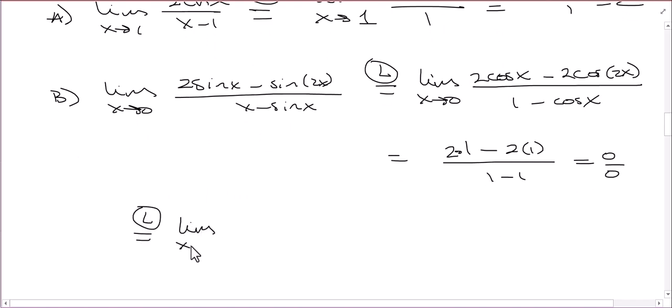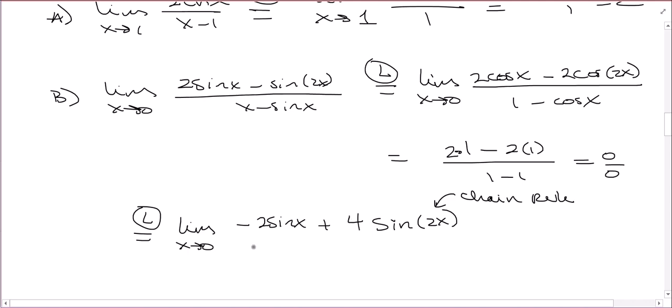So I'm going to have the limit as x goes to 0 of now the derivative of 2 cosine x is negative 2 sine x. And the derivative of 2 cosine of 2x is going to be plus 2 times the derivative of cosine, which is negative sine. So that's why it became a plus. Sine of 2x by chain rule times the derivative of 2x, which is 2. So this is going to become a 4 over the derivative of 1 is 0 and the derivative of cosine is negative sine. So minus a minus, so just positive sine of x.